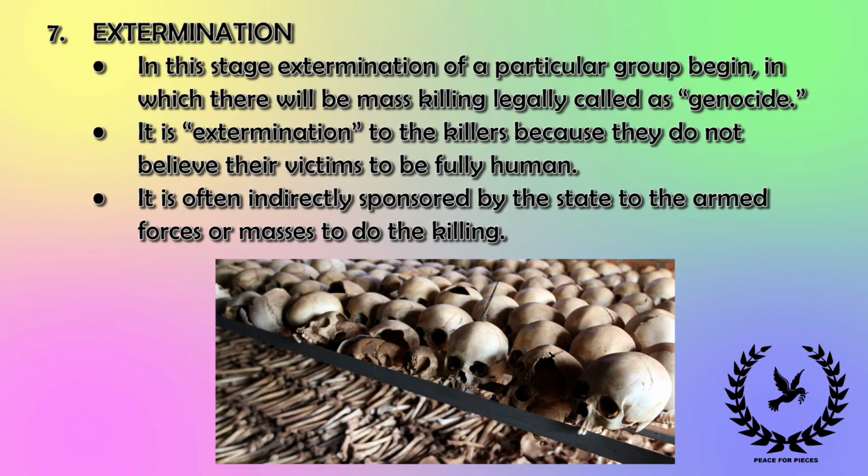The seventh stage is extermination. In this stage, extermination of a particular group begins, in which there will be mass killing, legally called genocide. It is extermination to the killers because they do not believe their victims to be fully human. It is often indirectly sponsored by the state, which arms forces or masses to do the killing.